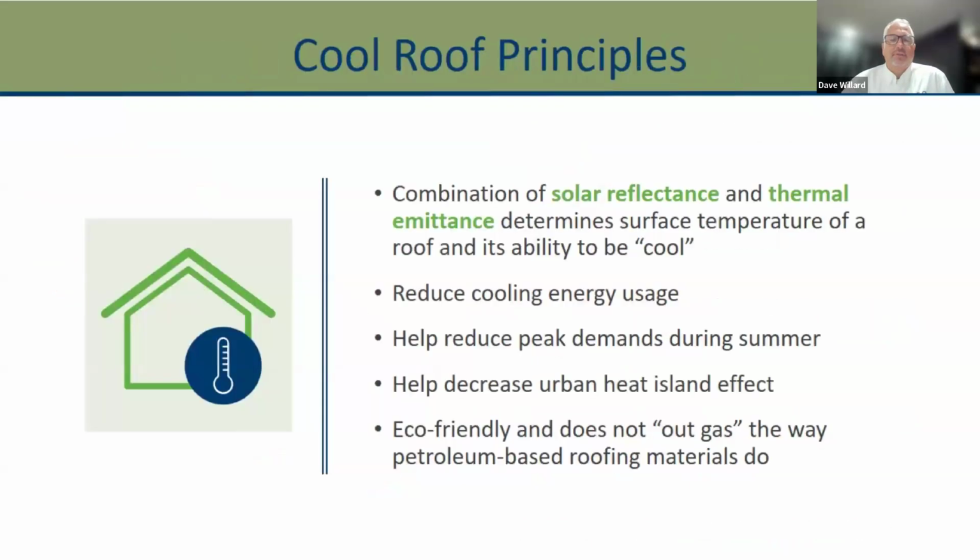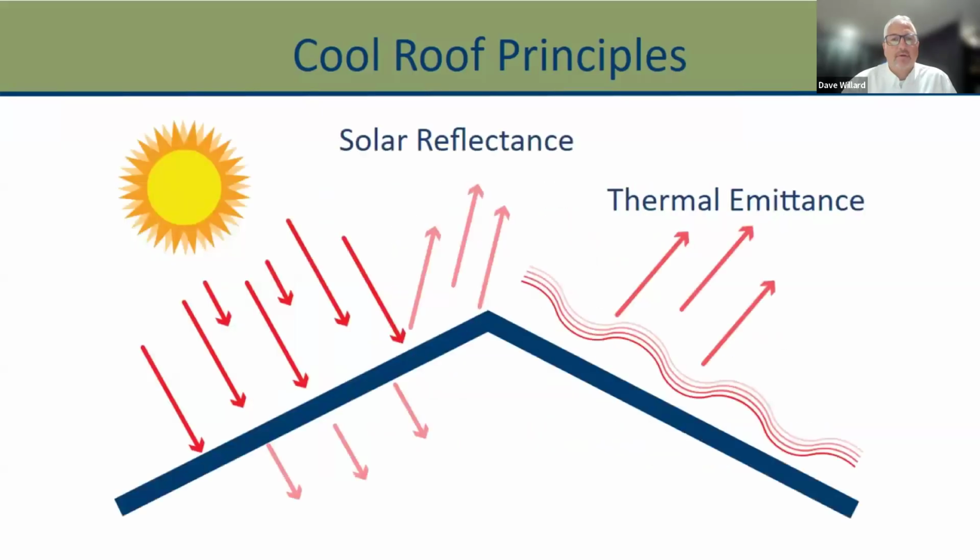With metal panels, you have a combination of solar reflectance, which we're going to touch on in a minute, and thermal emittance, which determines the temperature of the roof and its ability to be cool. We can reduce energy usage, and it helps decrease the heat island effect, because it doesn't hold on to heat like asphalt or other types of building materials might hold the heat for a while. And of course, it's eco-friendly. It doesn't outgas the way petroleum-based roofing materials do. So a lot of positives when it comes to using a metal roof.